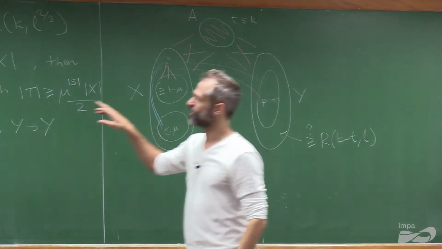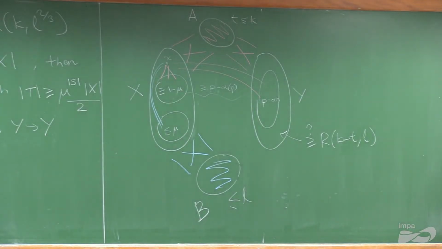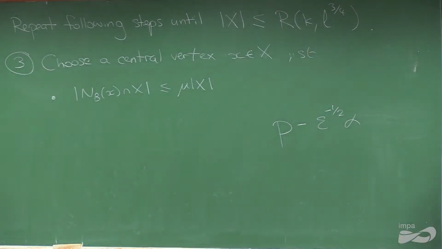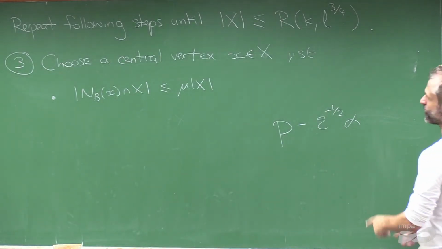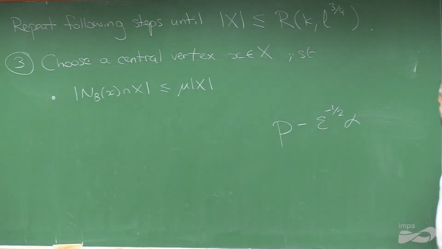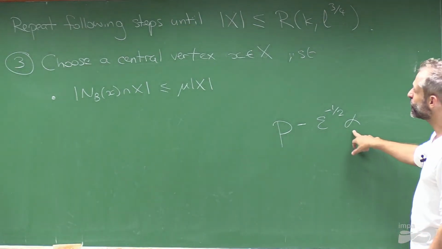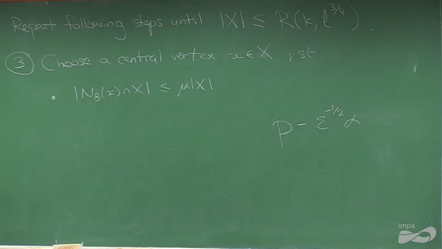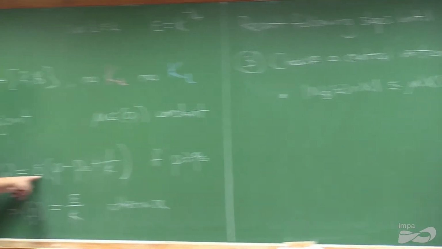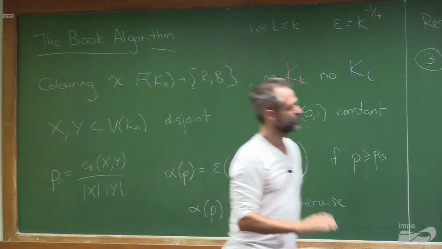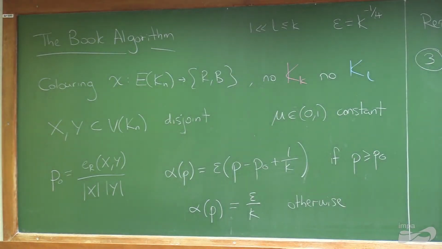So, right, I erased it, but what do we do? We can guarantee p minus e to the minus a half times alpha. And remember, alpha is like 1 over k. So not quite true, because alpha can be as big as epsilon. But even then it's okay, even then it's little o(1). So it's always at most little o(1).